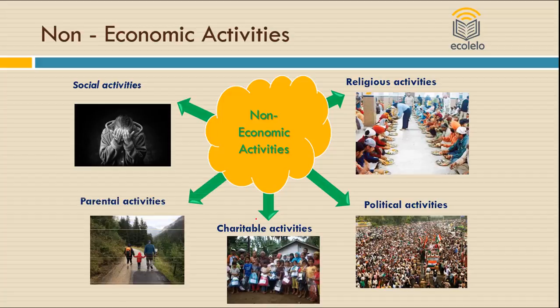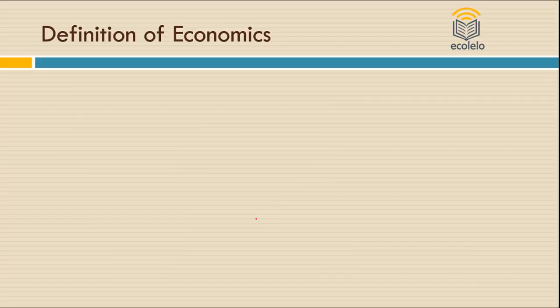it. Parental activities. You're teaching your child how to cycle, how to walk, or how to anything that you're going to teach. Now, definition of economics. Now, economics, let me tell you that it can be defined in various ways, but the crux remains same. Also, there have been so many economists who have defined economics in different ways. But let's see the basic definition.